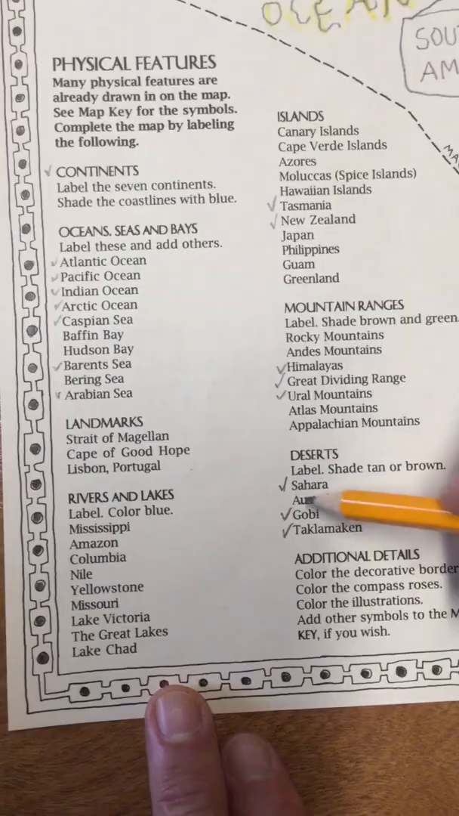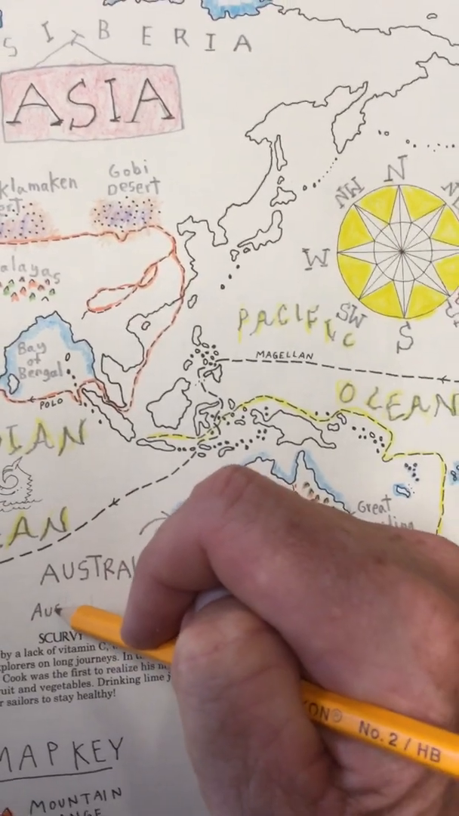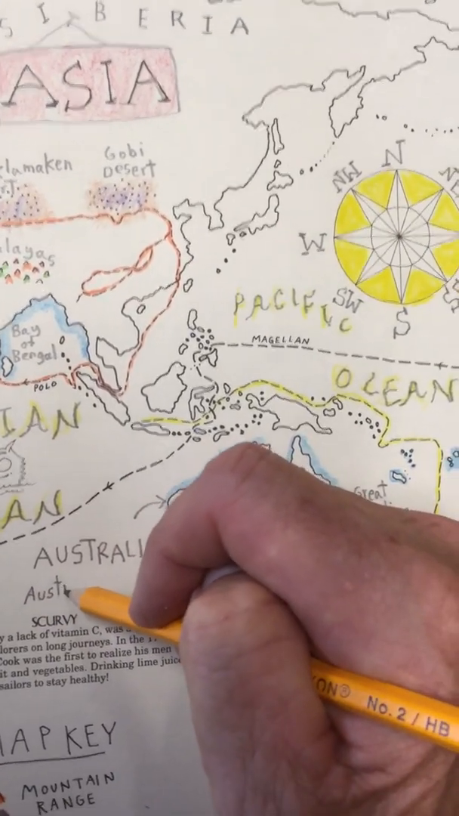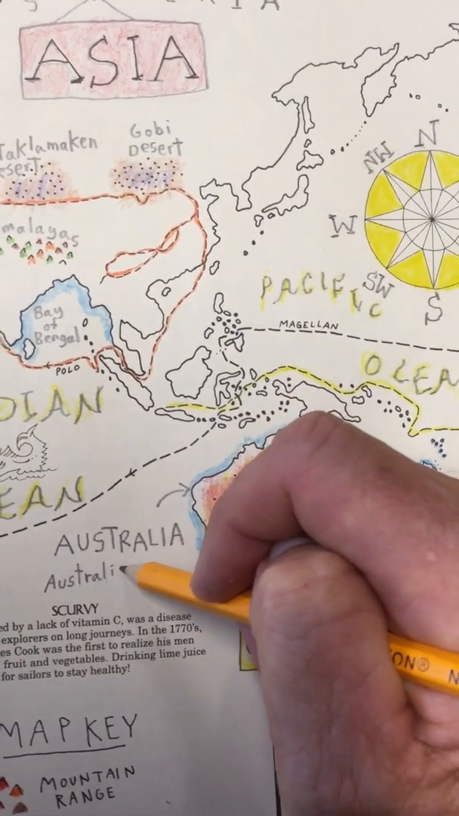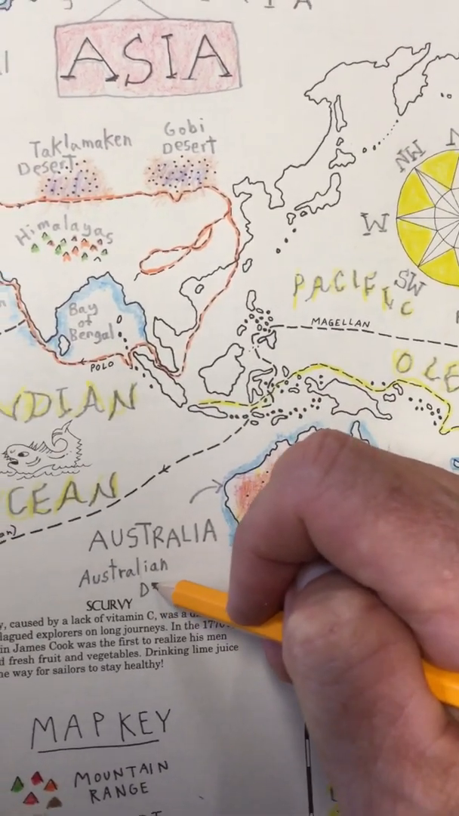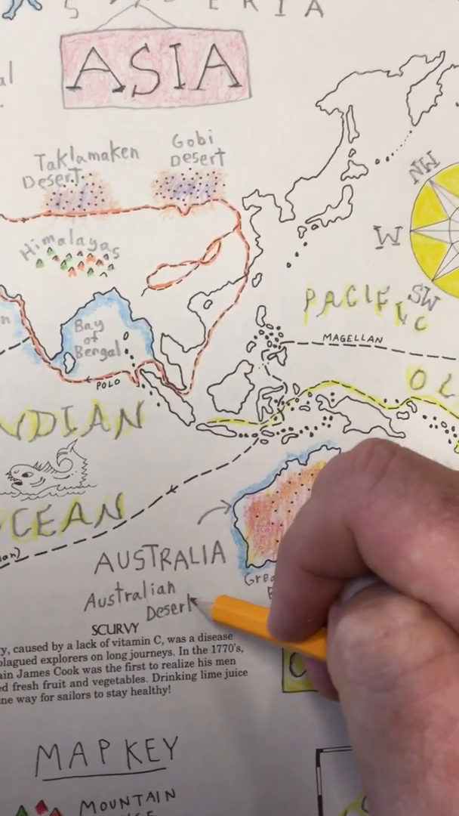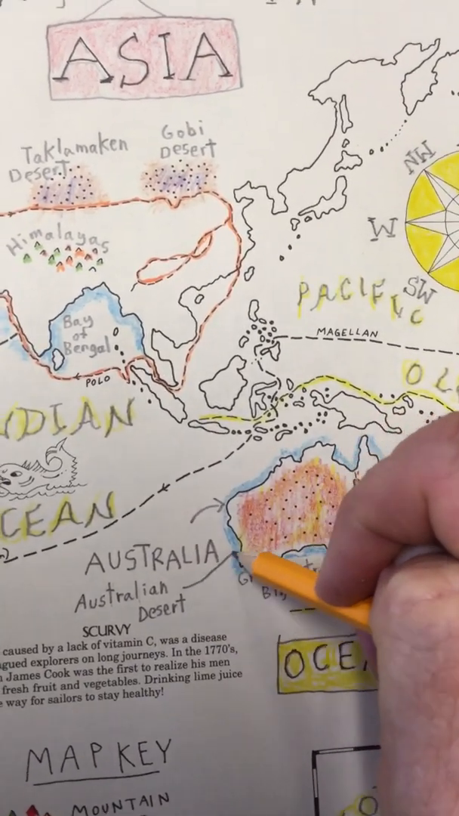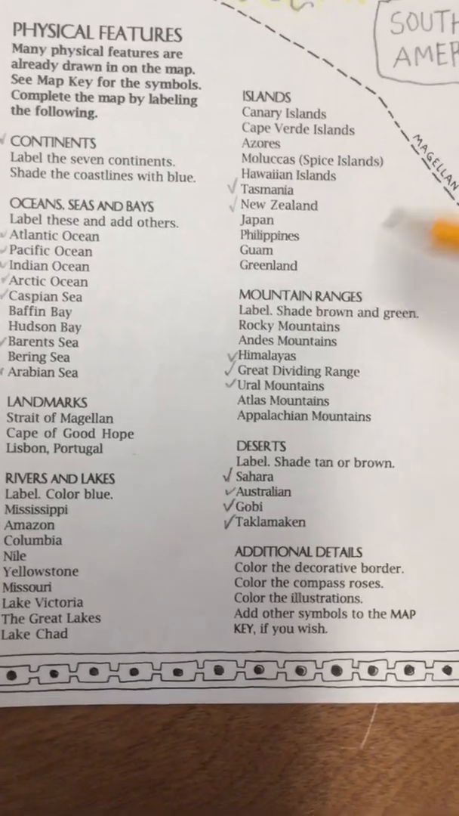Oh, I forgot to label the Australian desert. Let me do that now. We talked about the different deserts in the Australian desert. A bunch of different ones, but I'm just going to call it the Australian desert. Okay, so you can check that off. We have a bunch of deserts checked off now.